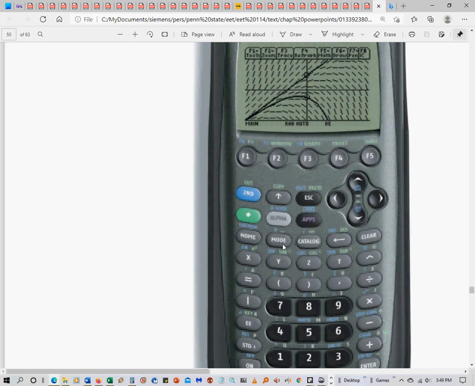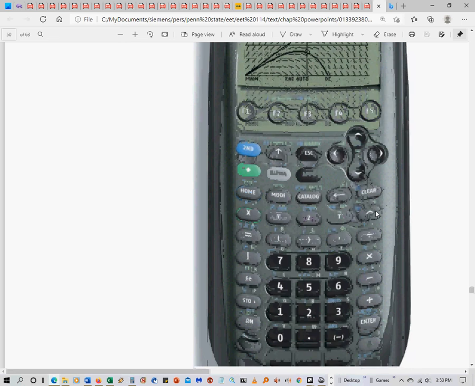you hit the mode button, and then you're going to want to scroll down. I can't show it on the screen, but you scroll down to the angle, and then you hit the down arrows right here to the angle, and then hit the right arrow key, this thing, and then you select degree, and then you hit enter.